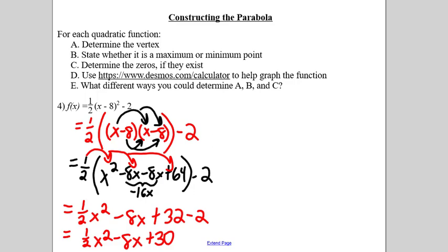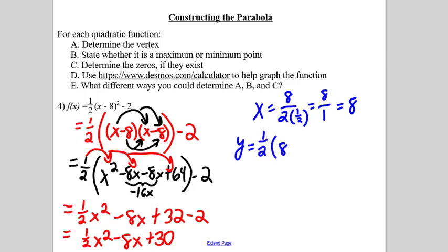So first thing, let's start with the vertex. I have that the x is the opposite of b. Well, in this case, b is negative, so this is positive 8, and then it's 2 times a, which is 2 times 1/2. Well, 2 times 1/2 is 1, which means my vertex value is 8. I can substitute that into my equation. Y equals 1/2 of 8 squared minus 8 times 8 plus 30.